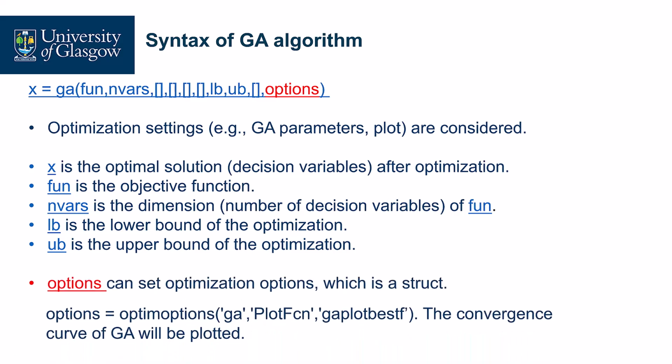Then let's see what options is. First, options is a struct. This struct contains optimization options. We can use a function like optimoptions to set it. For example, this is for GA, and I want to plot the convergence curve. I can say PlotFcn, gaplotbestf. So when I run the GA, the convergence curve will be plotted.